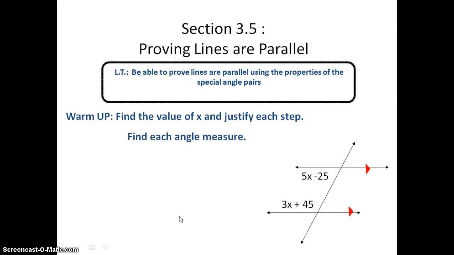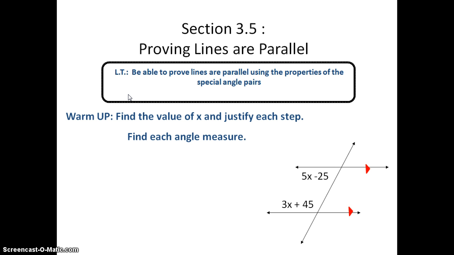Hi class, this is section 3.5, Proving Lines Are Parallel. Our learning target for today will be that we will be able to prove that lines are parallel using properties of special angle pairs. So up to this point, we've been given that lines are parallel, and then I asked you to find missing angles or special angle pairs or the relationship between angles.